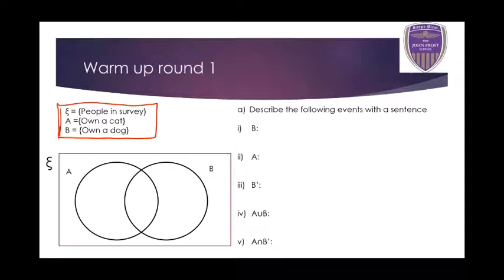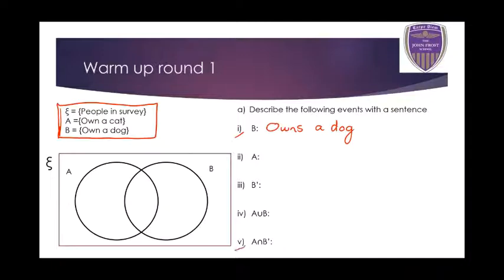So I'll kick you off. I'll give you two examples. So for part one, event B describes someone who owns a dog. So someone owns a dog. If they're contained within event B, that means they own a dog, okay?